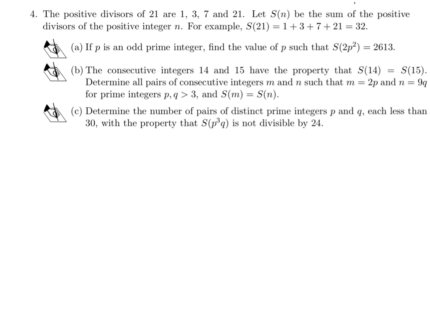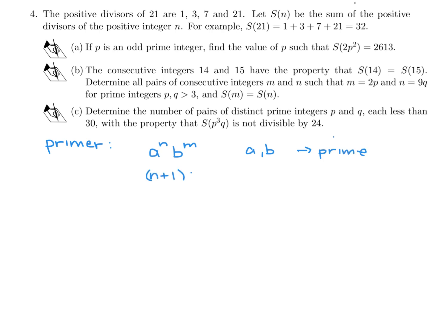All right. So first, I'll give you a little bit of a primer, just in the hopes that it will help you. So let's say you have a number that's like a to the power of n and b to the power of m, where a and b are prime numbers. The number of divisors would be n plus 1 times m plus 1. So I'll give you a real world example. Let's say we have 7 to the power of 2 times 11 to the power of 3. And I ask, how many divisors does this have?